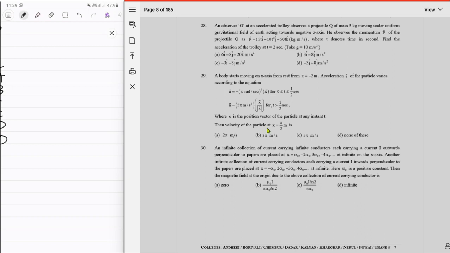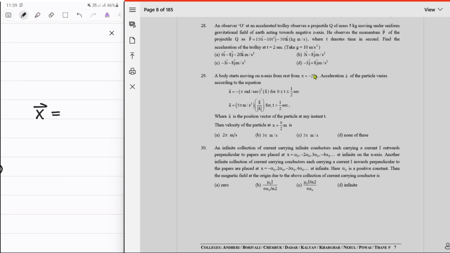The question asks for the velocity of the particle at x equal to pi upon 2 meters. So first, in the first half second, we need to see exactly what is happening. In the first half second, we just have an acceleration vector given by this thing.